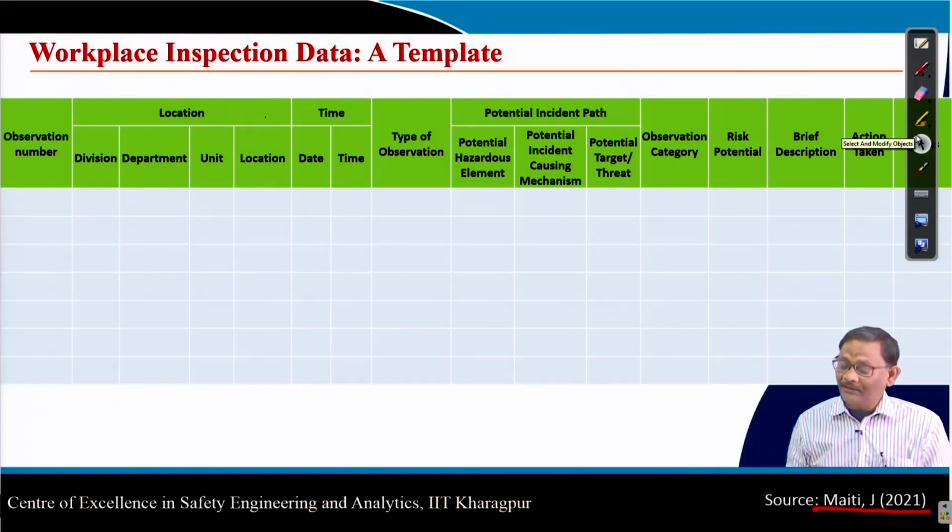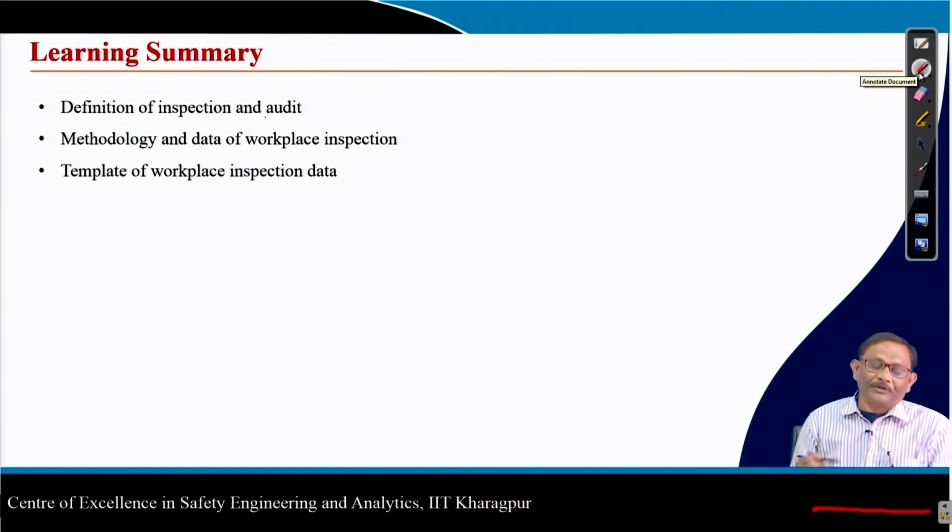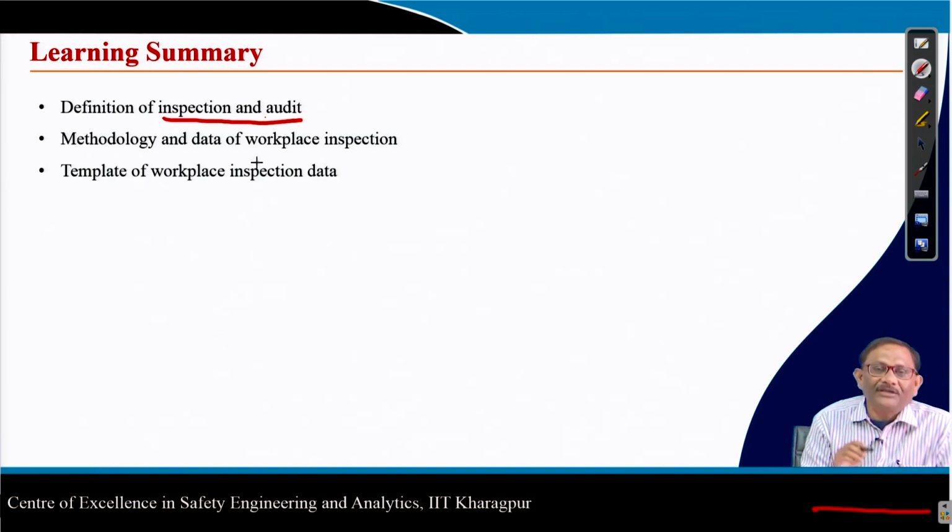Again I must talk about the safety analytics project, which helped us in understanding and documenting these concepts, as well as giving you some useful information which you will definitely use for your benefit. So what did we learn today in this class? We discussed inspection and audit. Although from the safety audit point of view, statutory and compliance audit, we have not discussed. We discussed mostly workplace inspection, from the visit and observation point of view.